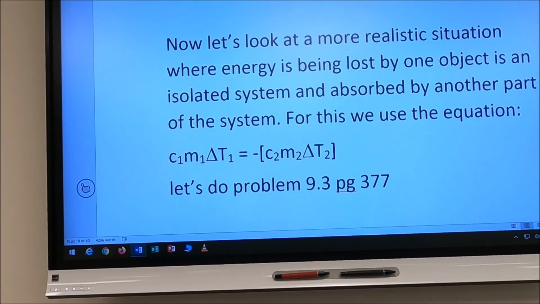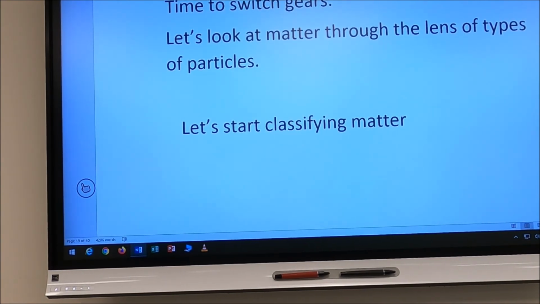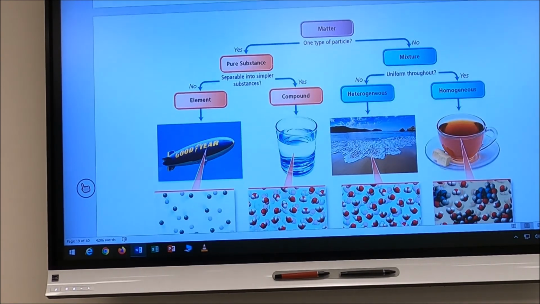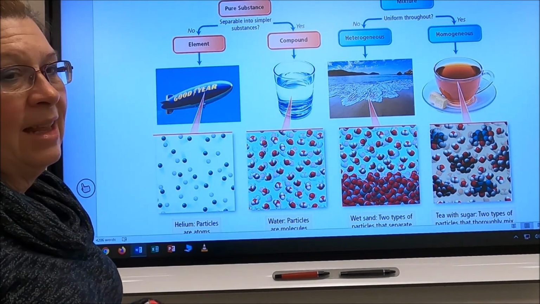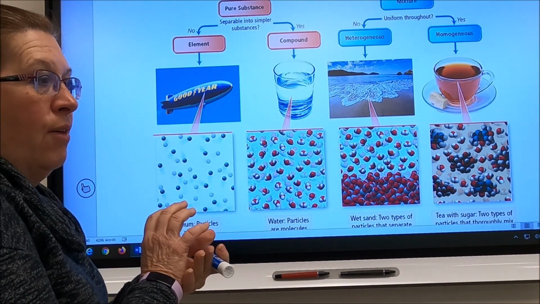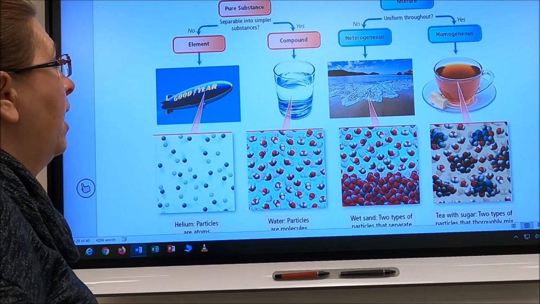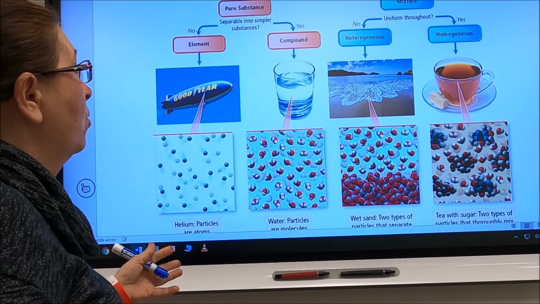Keep going. Okay, let's switch gears. Now, we've talked about energy. Now we need to start looking at classifying matter. Talking about the types of particles and how we find particles out there in the real world. Now, remember, matter is anything that has mass or volume. One of the first questions we ask ourselves when we've got stuff is, do I have one type of particle or do I have more than one type of particle?